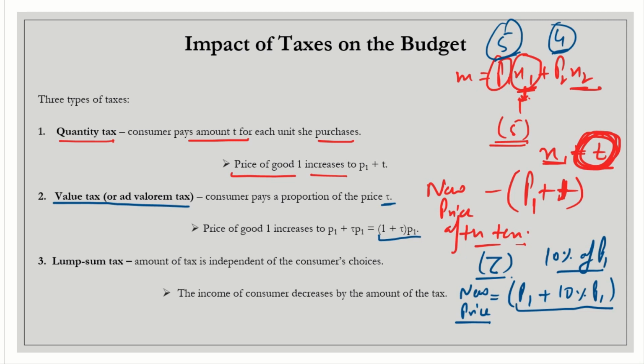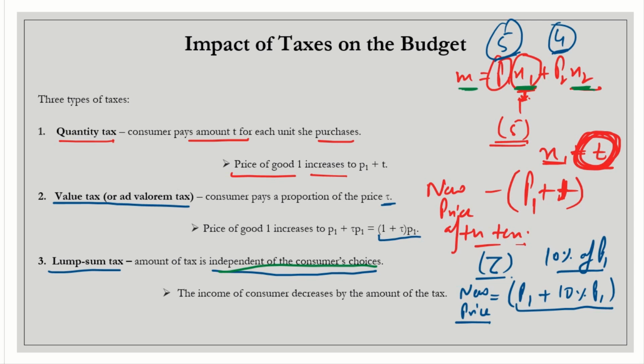So next one is lump sum tax. This is something which is charged approximately, as the name says. The amount of tax is independent of the consumer's choice, which means regardless of the quantity which you are talking about in the equation. Regardless of quantity, it's being charged. Doesn't matter how much amount of x1 or x2 is being consumed, it's directly being charged, right?